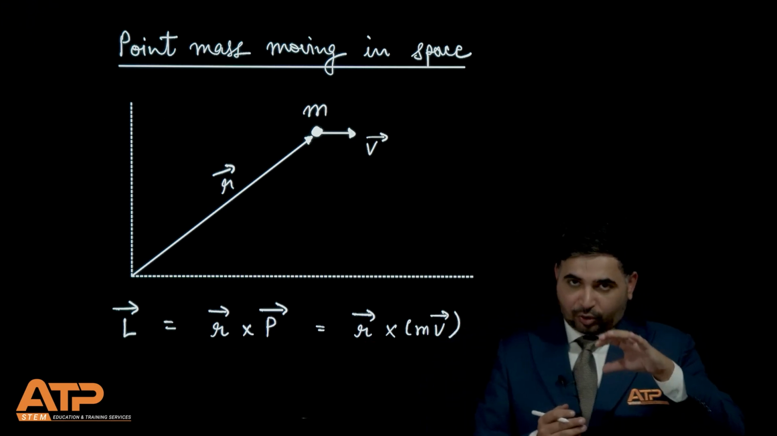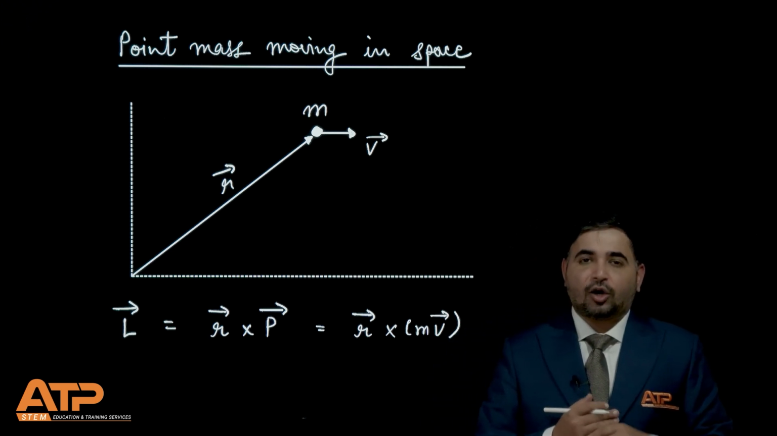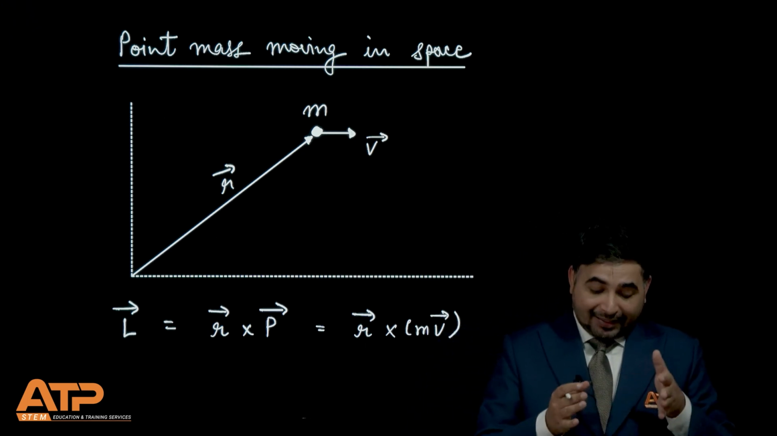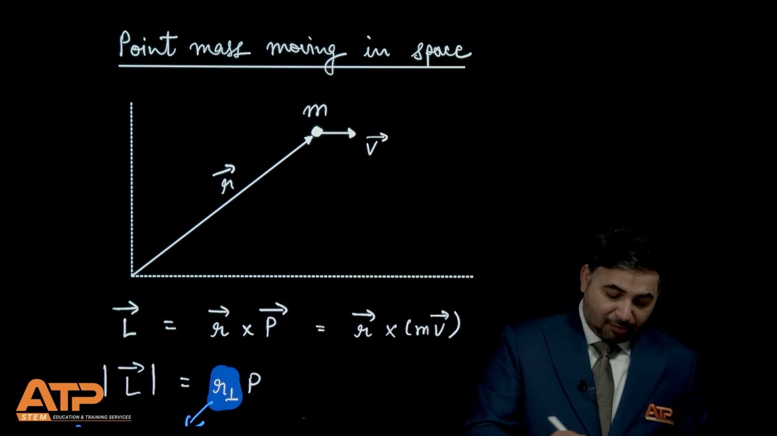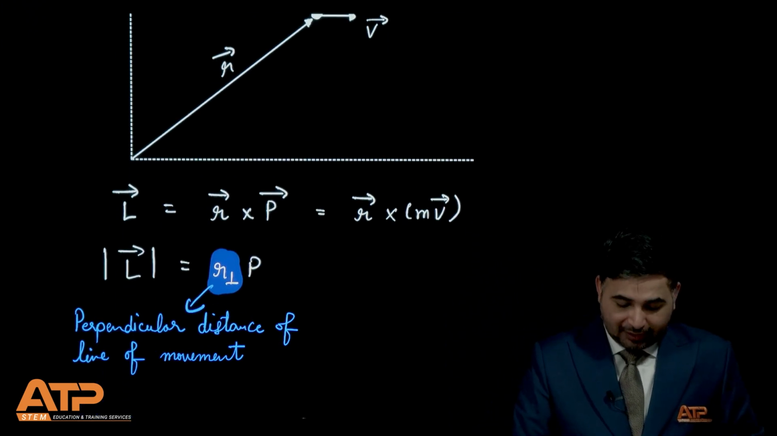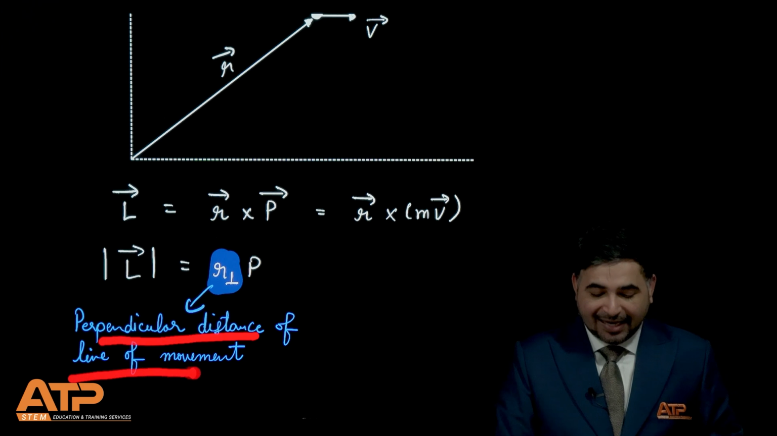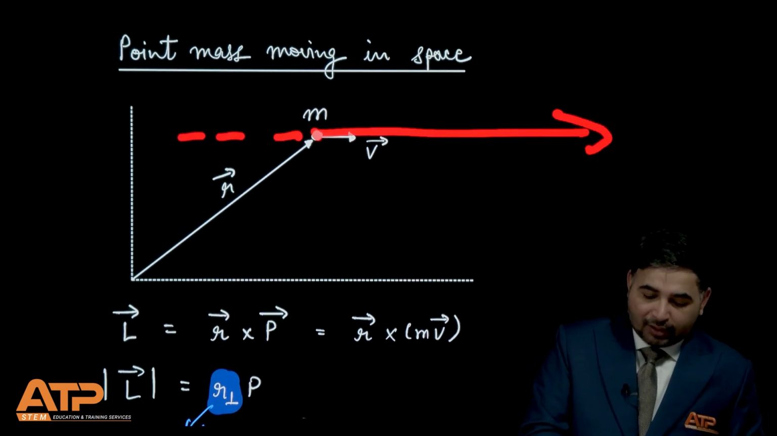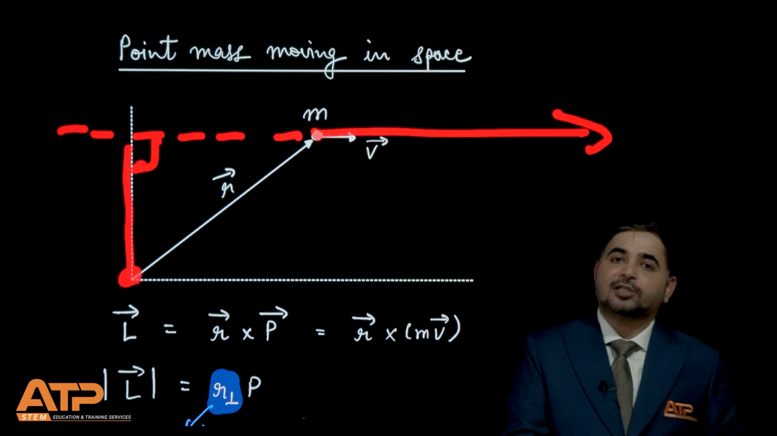This cross product will give you the exact vector value along with the direction. But a lot of times we are only concerned with the magnitude. When it comes to the magnitude, we can simplify this formula just like we did for torque. Okay, so that's going to be L magnitude is equal to R perpendicular into P. What is R perpendicular? Perpendicular distance of line of movement. If this is my line of movement, then what is the perpendicular distance from here? This will be the perpendicular distance from here.